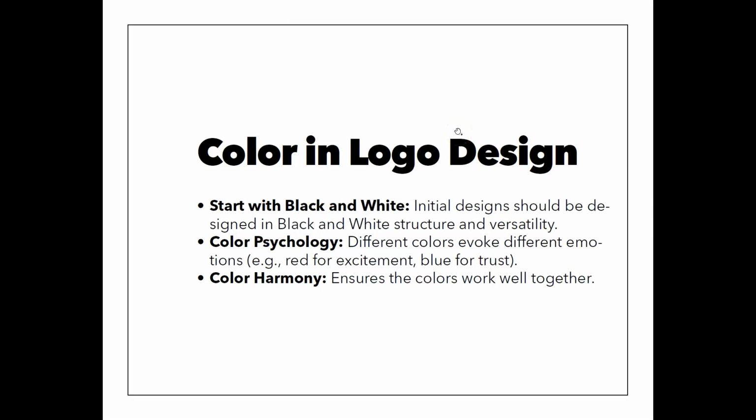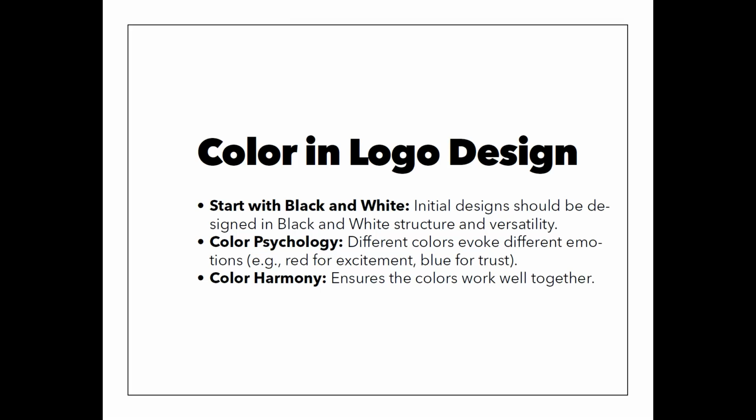Color psychology: different colors evoke different emotions. Red is for excitement, blue is for trust. All right, the McDonald's logo: there's a psychological reason why it is red and yellow. Red and yellow actually combine to make orange. Orange actually refers to hunger. And so that is why McDonald's is actually a red and yellow logo.